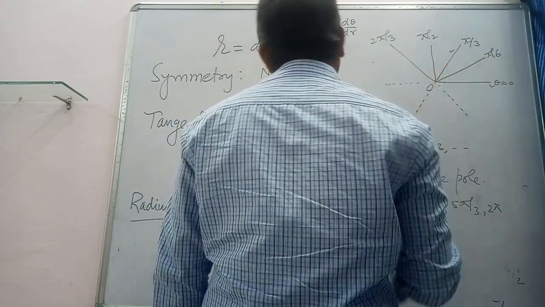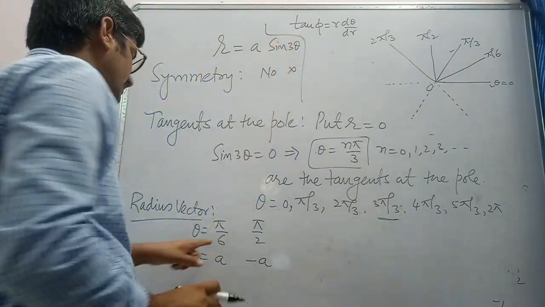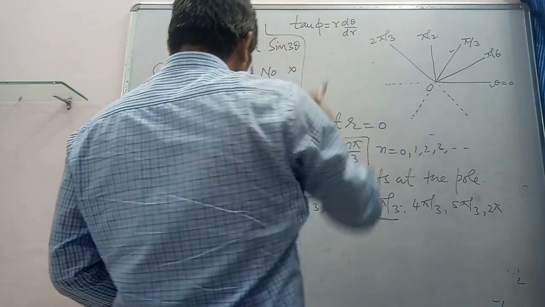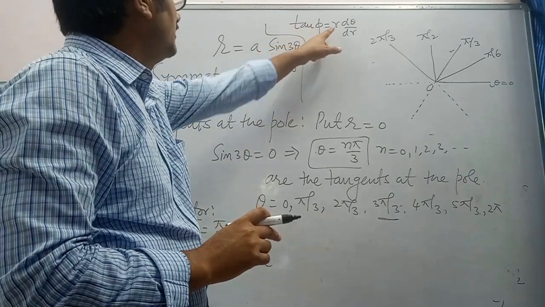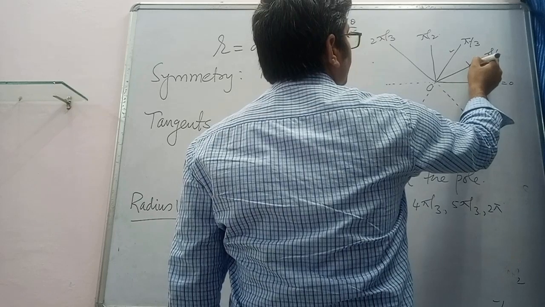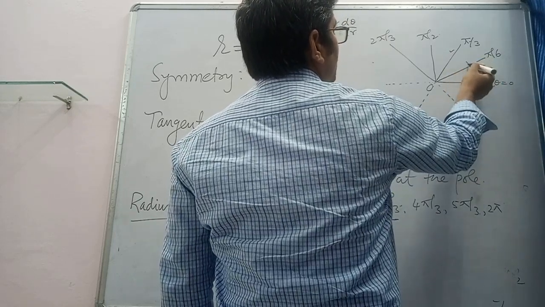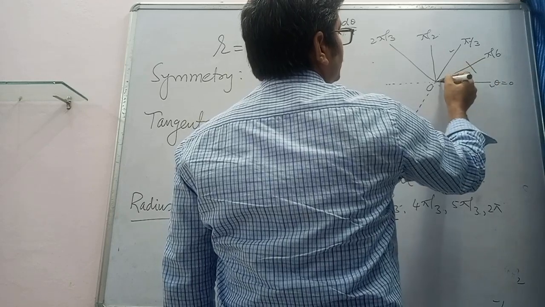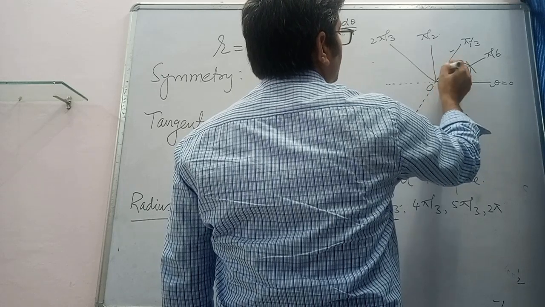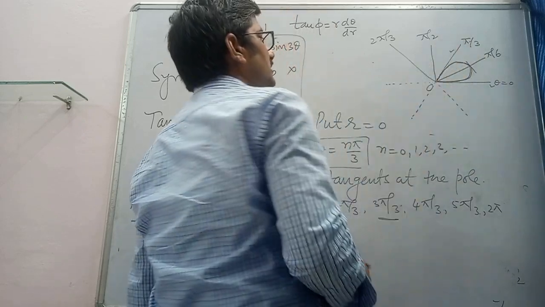So calculate r at this theta equal to pi by 6. So put here pi by 6. So we will have r is equal to a. And you can find the tan phi for this theta equal to pi by 6. So that will be 90 degree. You can easily find. So these 2 are the tangents and here angle is 90 degree. So the curve will originate from here and it is also a tangent. So one loop will be there between 0 and pi by 3.